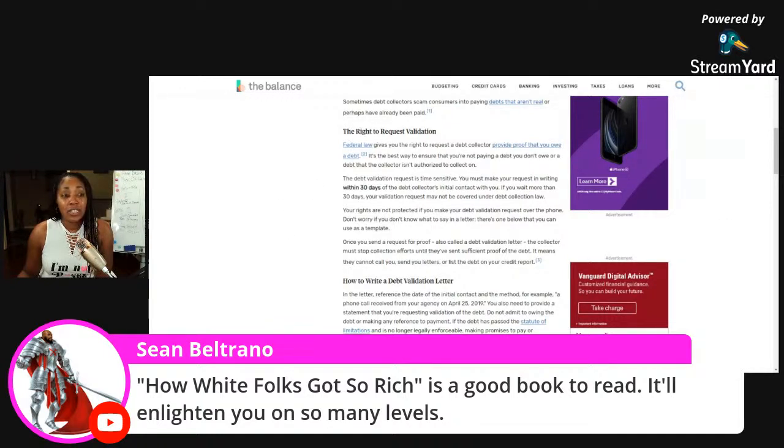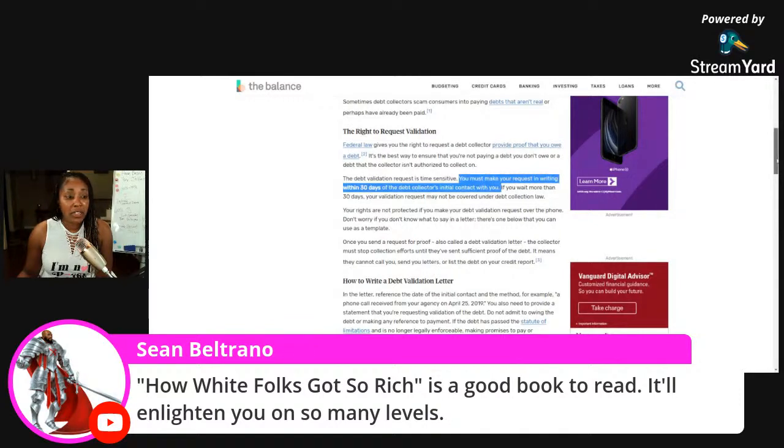The debt validation request is time sensitive. See, this is how many people lose or relinquish their rights. You must make your request in writing within 30 days. How many of you just put that white envelope to the side? 30 days of the debt collector's contact with you. If you wait more than 30 days, your validation request may not be covered under the debt validation law. Your rights are then not protected if you make your debt validation request over the phone, right? So don't do it over the phone. Don't worry if you don't know what to say in a letter.